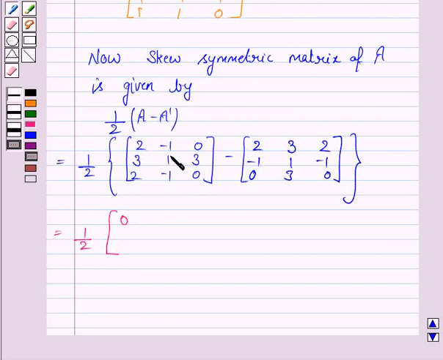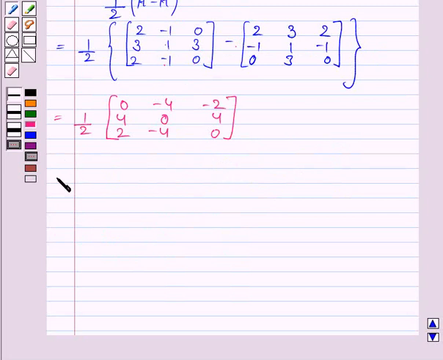So now this is equal to half of [2 minus 2 is 0, -1 minus 3 is -4, 0 minus 2 is -2; 3 minus -1 is 4, 1 minus 1 is 0, 3 minus -1 is 4; 2 minus 0 is 2, -1 minus 3 is -4, 0 minus 0 is 0]. So this is equal to, dividing each entry by 2, we have [0, -2, -1; 2, 0, 2; 1, -2, 0]. Now this is the skew symmetric matrix of A. Skew symmetric matrix is a matrix where the transpose of the matrix is equal to the negative of that matrix. So here, the transpose of this matrix will be the negative of this matrix.